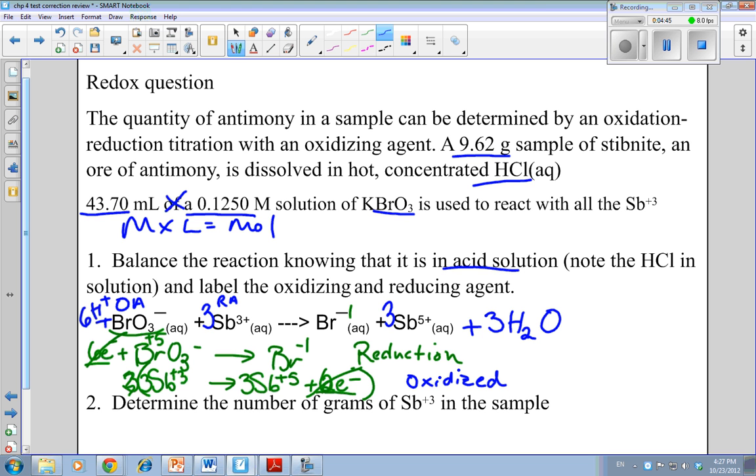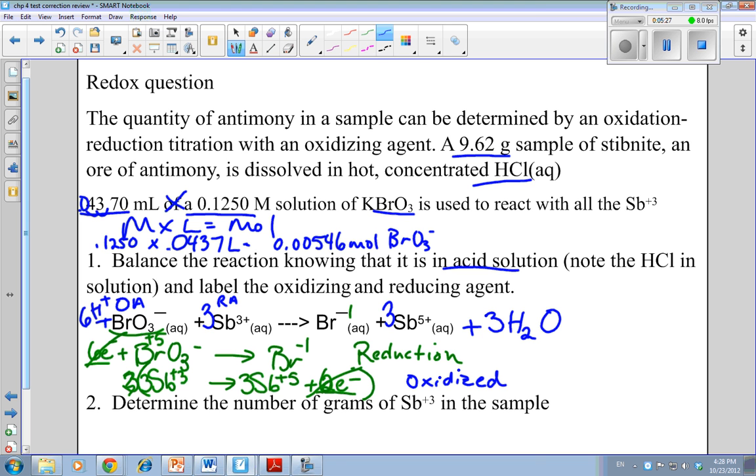I always think of the times symbol because molarity times liters is moles. I need to convert the milliliters to liters by moving the decimal over 3, so I'm going to have 0.437 liters. I have to convert this because I'm going to be dealing with grams. I know my molarity is 0.1250. When I multiply that out, I end up with a small number, 0.00546 moles of BrO3 negative 1.